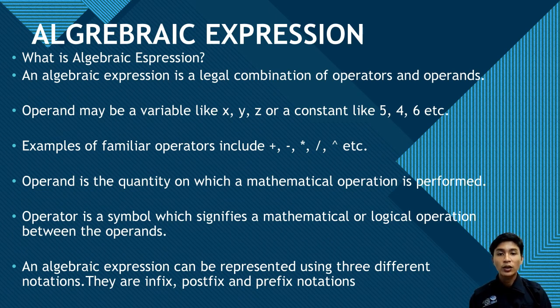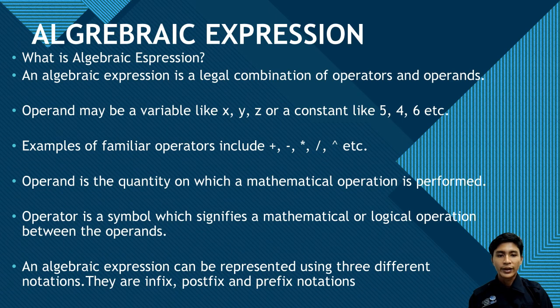Examples of familiar operators include addition, subtraction, multiplication, division, and others. The operand is the quantity on which the mathematical operation is performed. The operator is the symbol which signifies a mathematical or logical operation between the operands. And lastly, an algebra expression can be represented using three different notations. They are infix, postfix, and prefix notation.